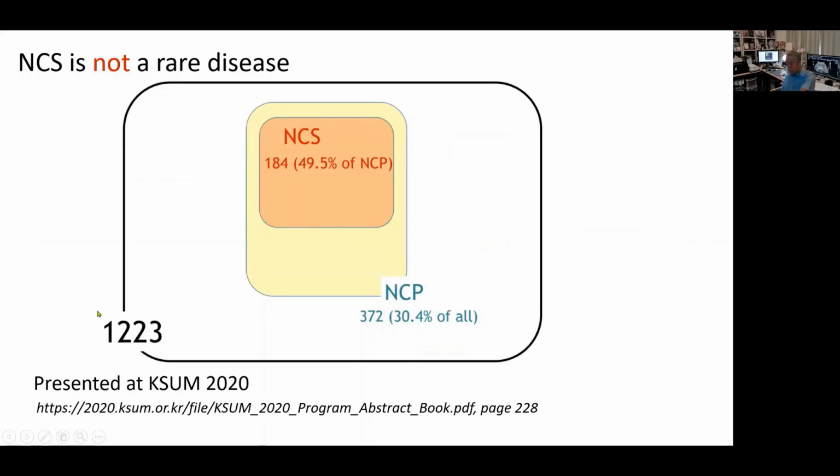Among 1,223 patients examined with Doppler ultrasound in my clinic over 1 year, 372 patients, approximately 30%, were found to have Nutcracker phenomenon. And 184 of these 372 patients with Nutcracker phenomenon, approximately 50%, could be diagnosed as Nutcracker syndrome.